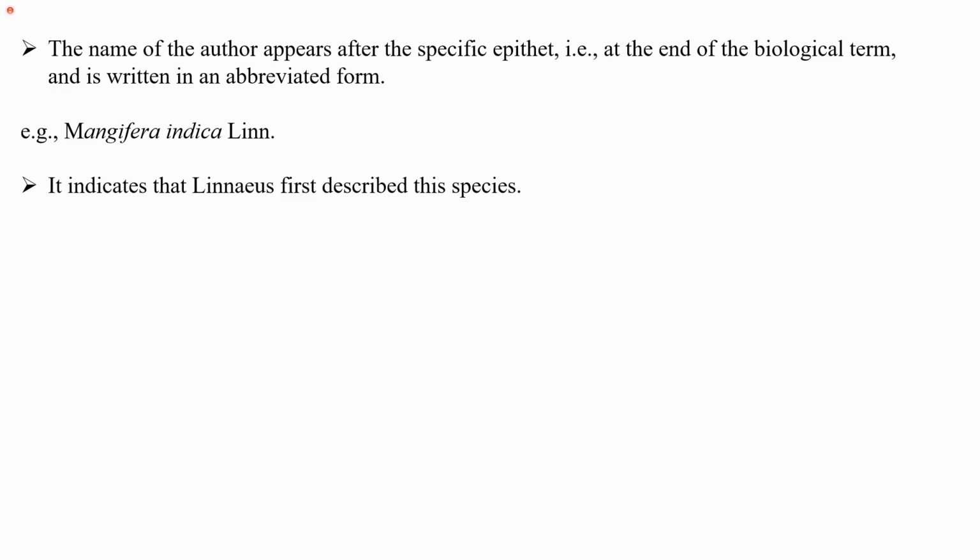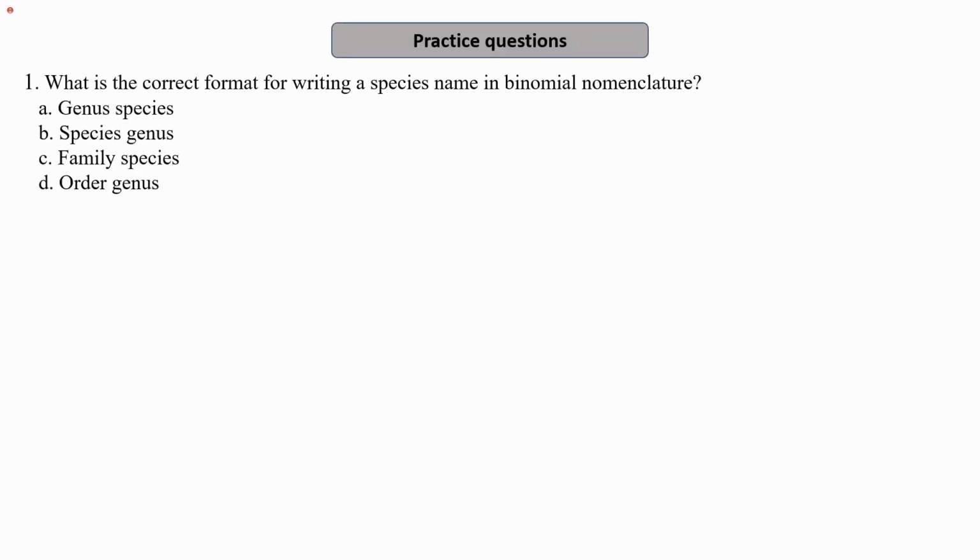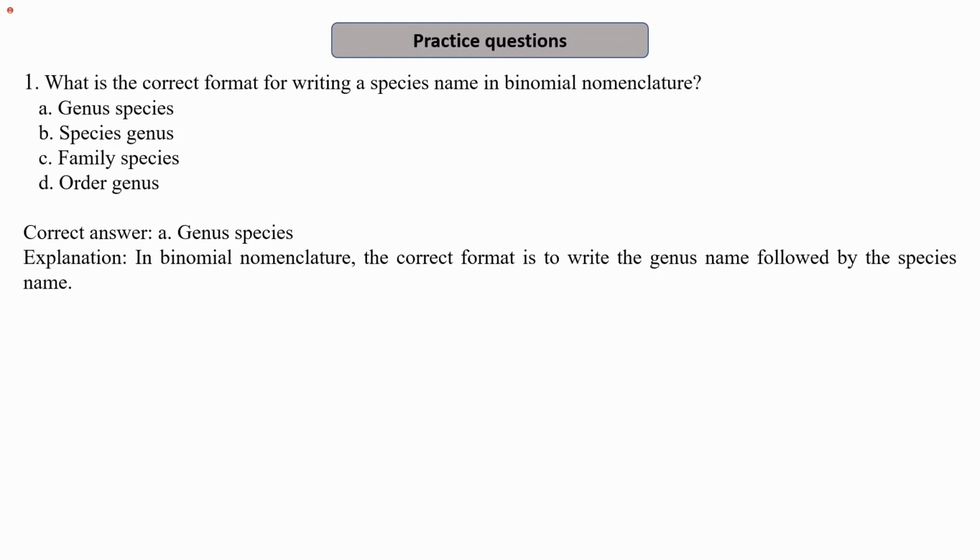So here are some practice questions as well for today's session. The first is, what is the correct format for writing a species name in binomial nomenclature? Is it genus first, then species; species, genus; family, species; or order, genus? We know that in binomial nomenclature, the first part represents the genus, while the second part represents a specific epithet or species. So the correct answer of this question is option A, genus, species. As I mentioned, in binomial nomenclature, the correct format is to write the genus name followed by the species name.